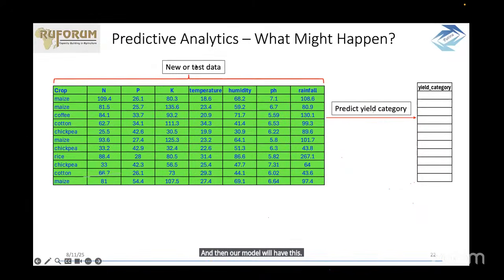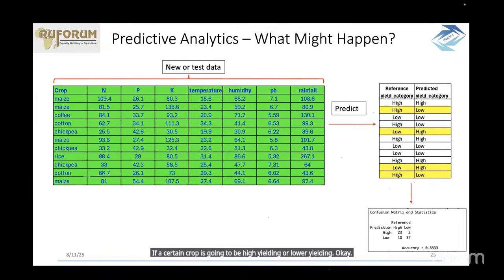So in the future, given the nitrogen, phosphorus, potassium, and information about temperature and so forth, you'll be able to predict if a certain crop is going to be high yielding or low yielding, okay? But when you do the prediction, which we're going to discuss on Thursday, machine learning and statistics are not 100% accurate. There's going to be some misprediction.